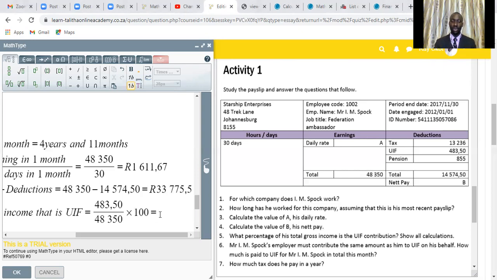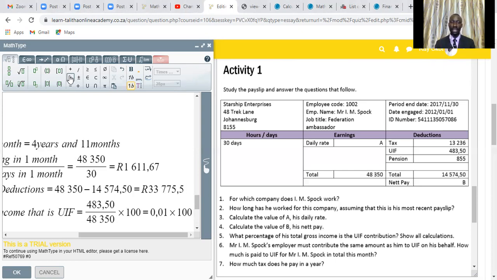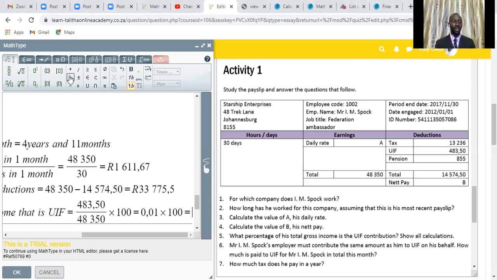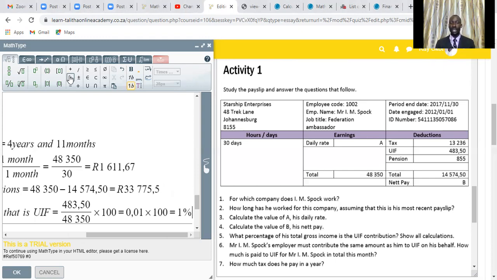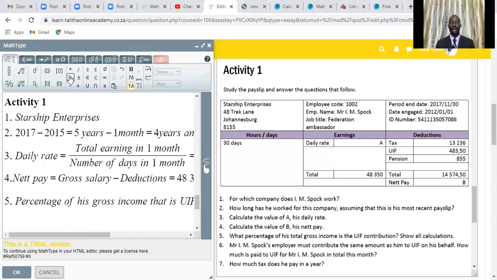That is 0.01, which we are multiplying by 100. Notice that when we do that, what we get is 1%. So it's very much like saying out of every 100 rand that he gets as salary, only 1% is a contribution considered as UIF. Yes, that is what we call the percentage of his gross income which is the UIF contribution.